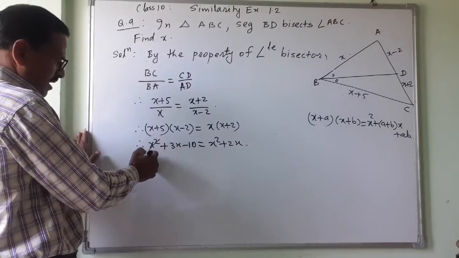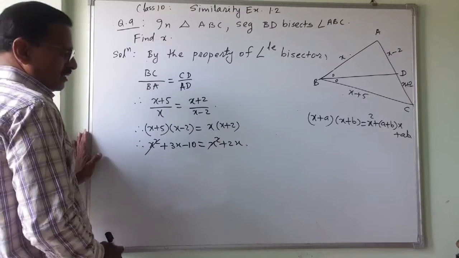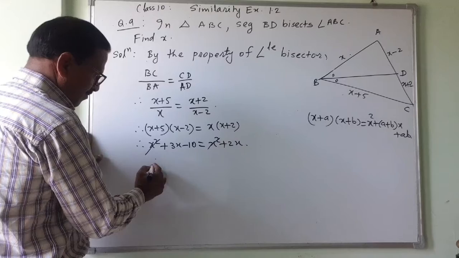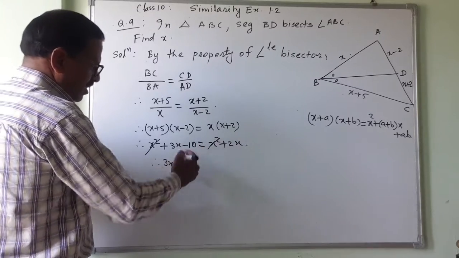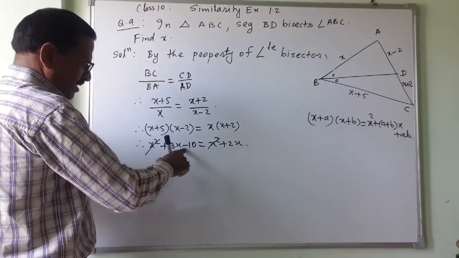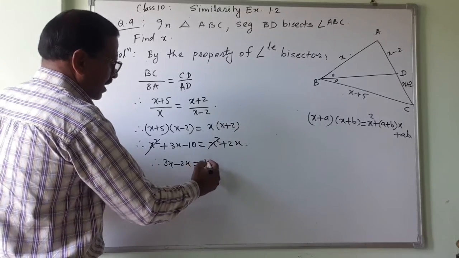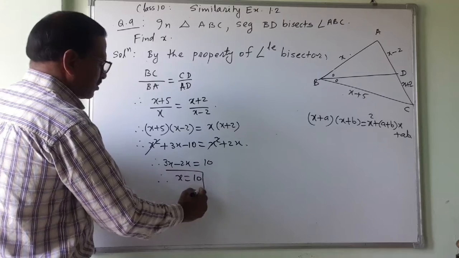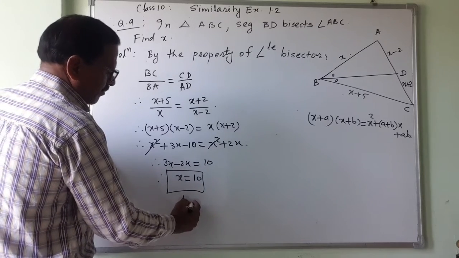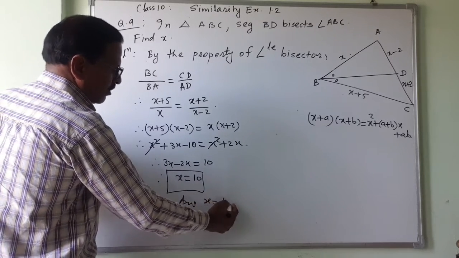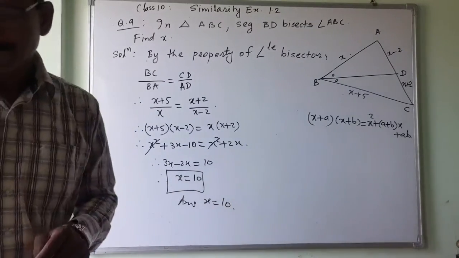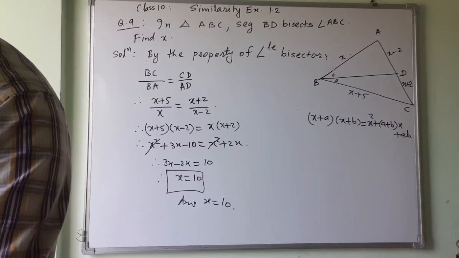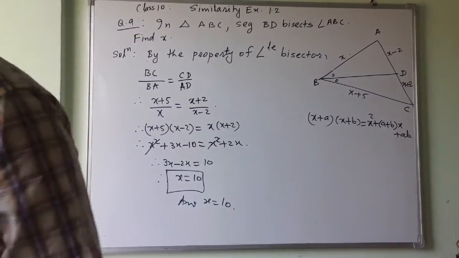Now bring this, x square will get cancelled. Bring this 2x here and this 10 there. Therefore, this 3x, this 2x will become minus 2x. This 10 I am taking there, it will be plus 10. And therefore, 3x minus 2x is x. x is equal to 10. So, answer you have to write, x is equal to 10. Don't forget any step. So, this way, hope you have understood this sum.